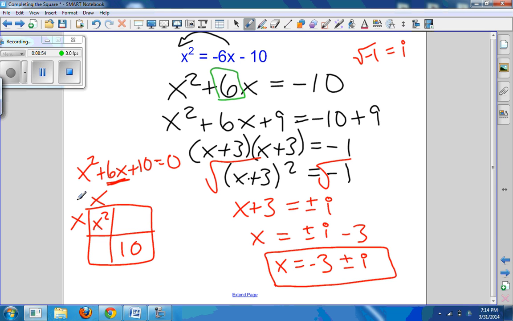So we could only complete the square on this problem, or we could use the quadratic formula. But right now we're just going to work on completing the square. Hope you guys enjoyed. We'll see you in class.